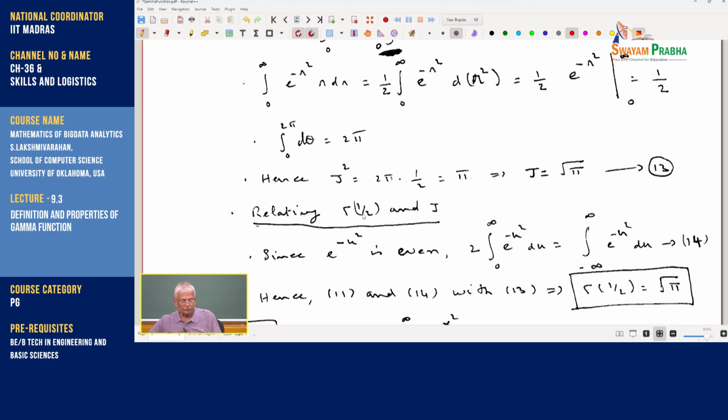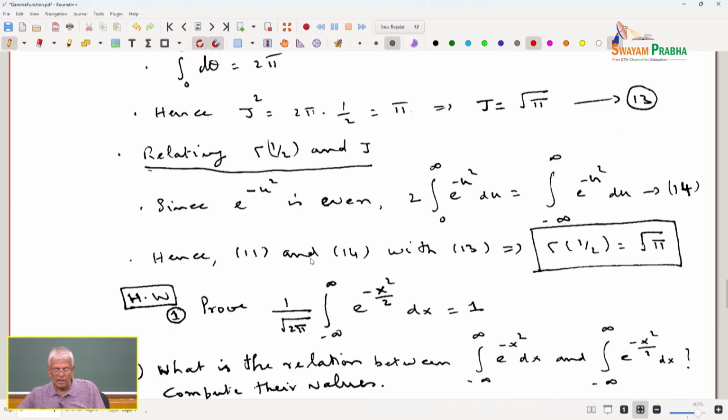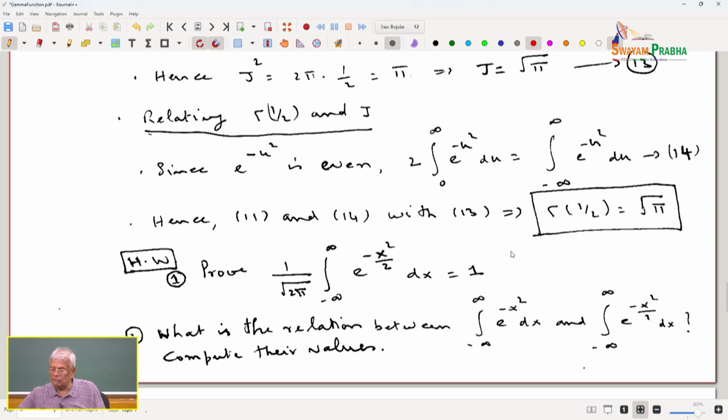Therefore, relating gamma half and j, since e to the power of minus u square is even, 2 times the integral from 0 to infinity of e to the power of minus u square du is equal to the integral from minus infinity to plus infinity of e to the power of minus u square du. Hence 11 and 14 with 13 gives you gamma half is square root of pi.